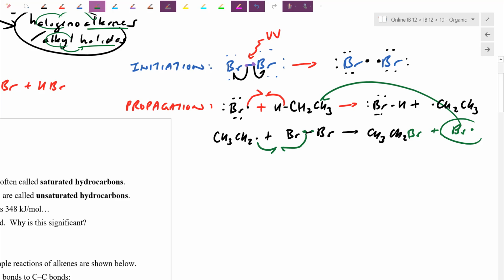If it attacks again on the same molecule, I can end up getting a very highly substituted product, maybe 2 bromines on this carbon and 3 bromines on this carbon. It can happen again and again. Okay, so that's the propagation step.